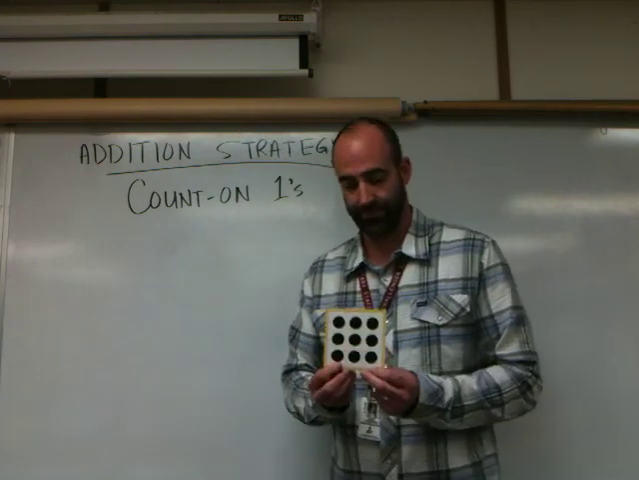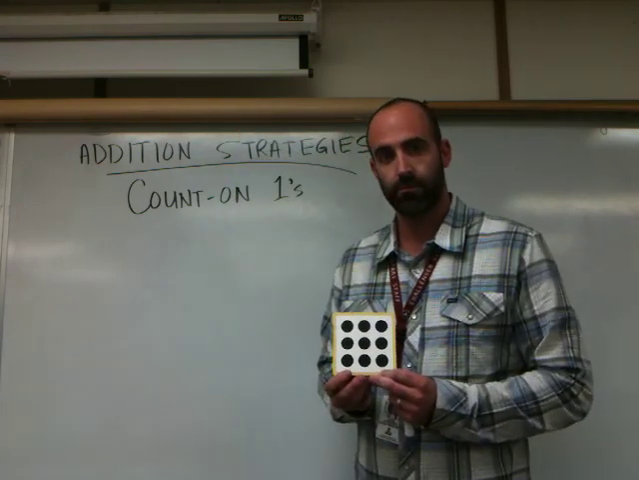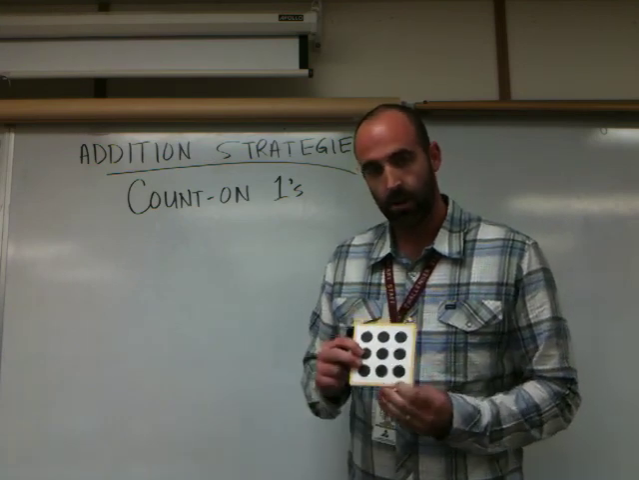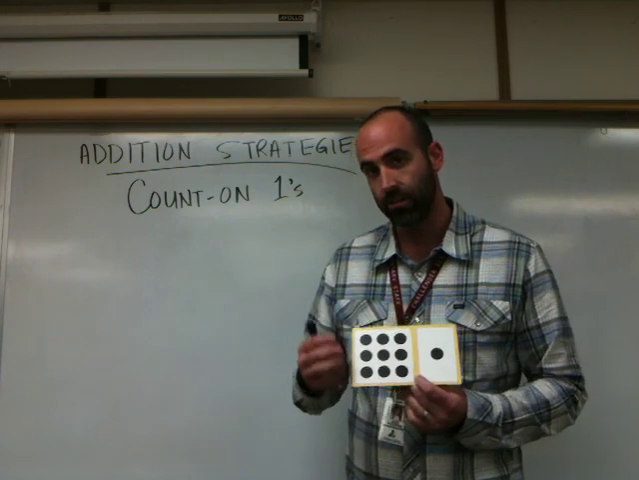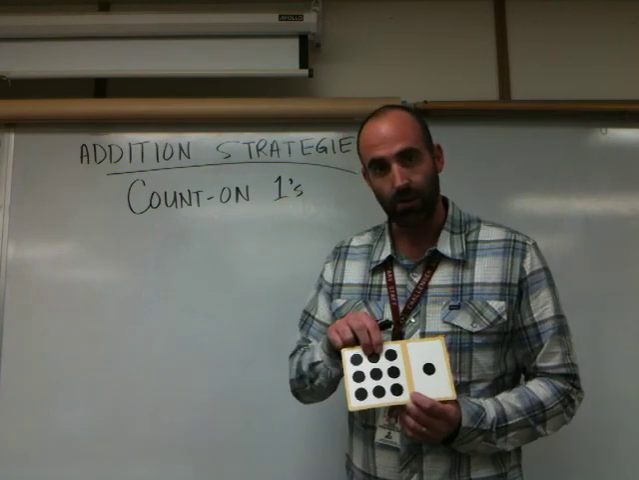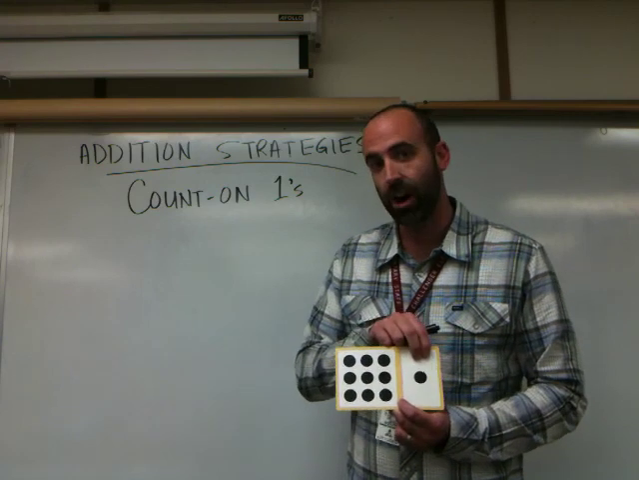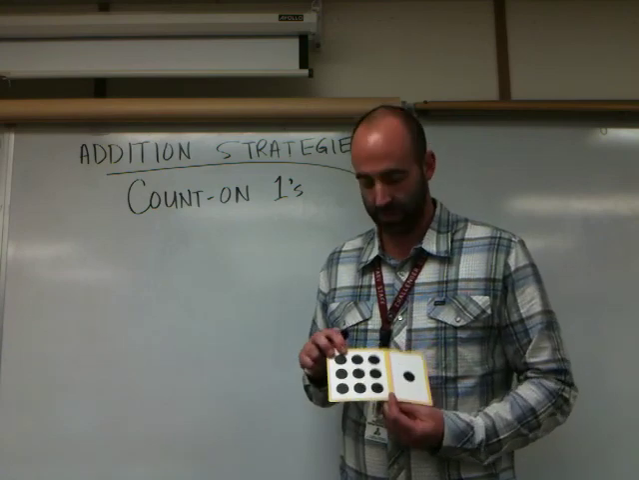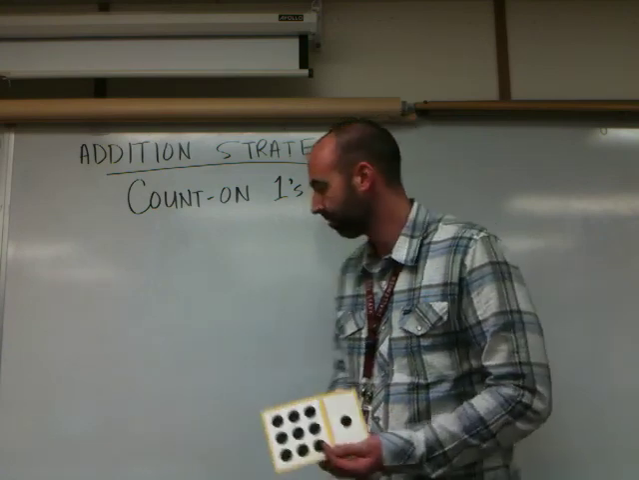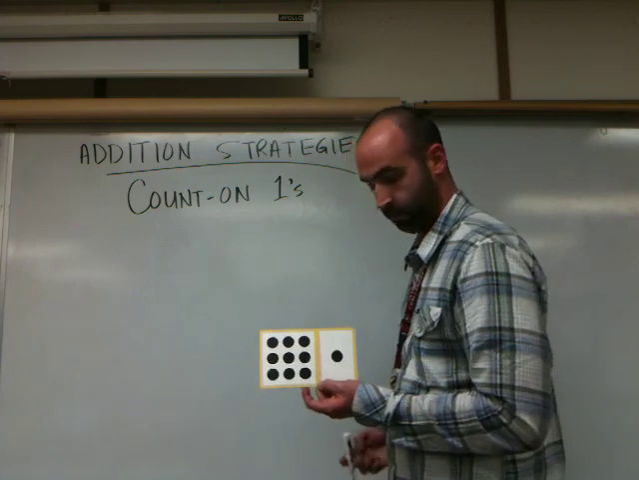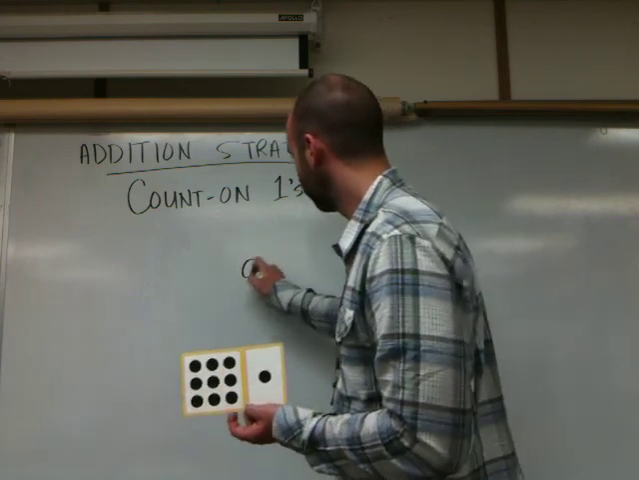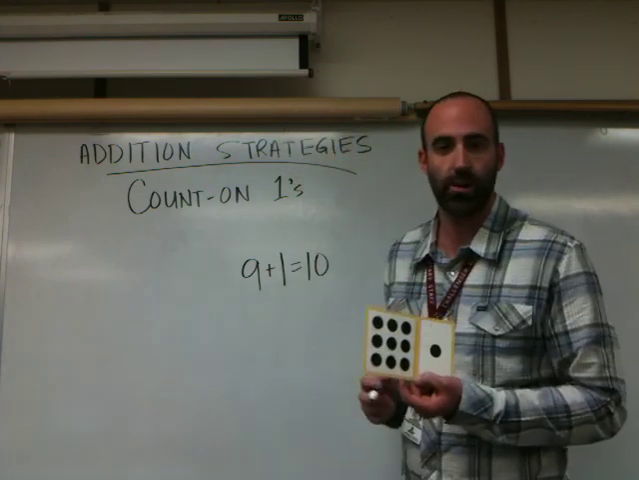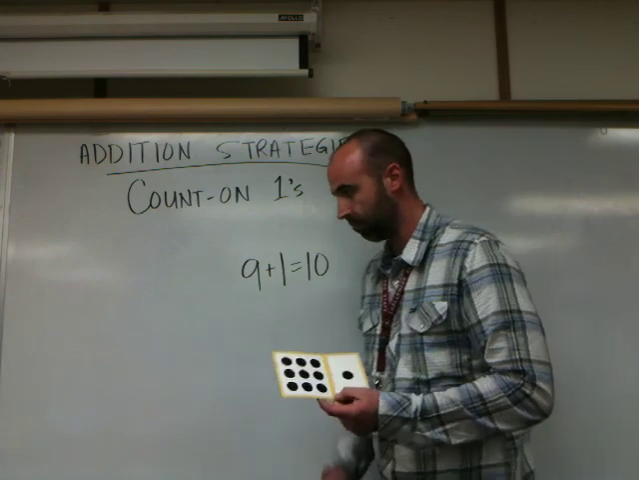What number do you see here? That's right, 9. 9 and one more is 10. So I start with the big number, 9, and I count on one more. 9, 10. Write down the fact that goes with this card. If you wrote down 9 plus 1 equals 10, you did it correctly. How about a couple more?